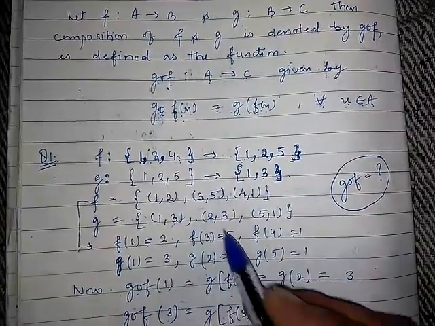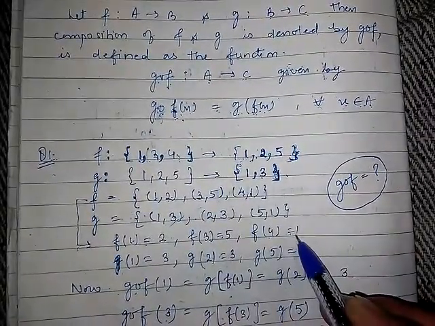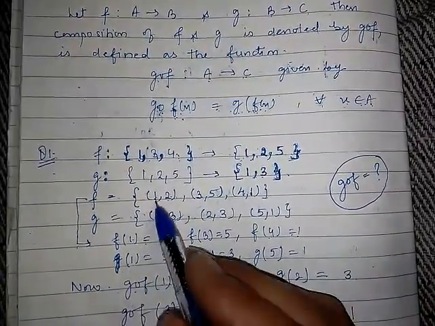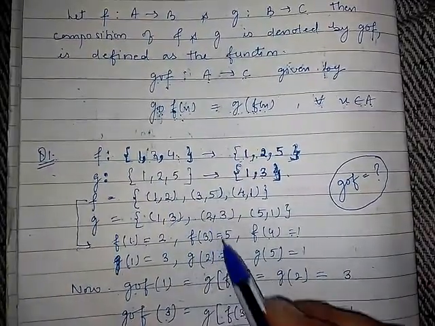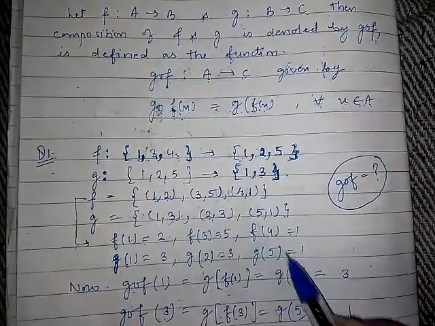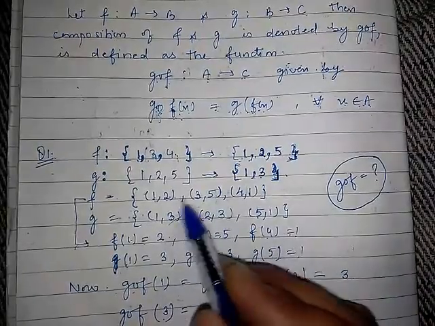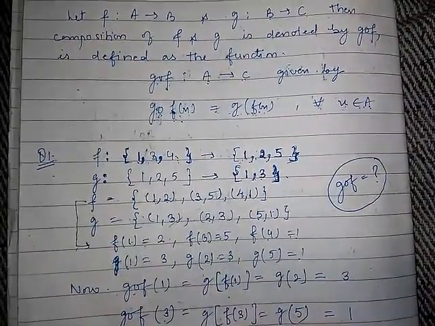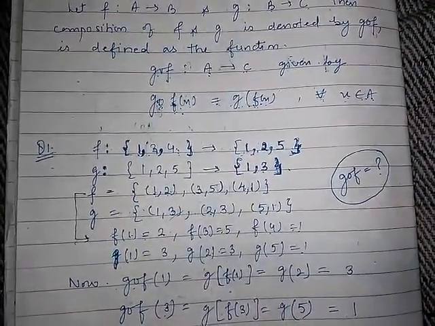f of 3 will be equal to 5. f of 4 will be equal to 1. Same is here: g of 1 will be equal to 3, g of 2 will be equal to 3, g of 5 will be equal to 1. So this knowledge we have gained from these two lines. Clear? Now the question is to find out g o f.